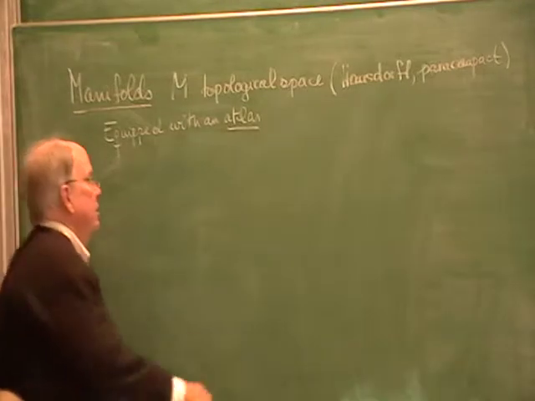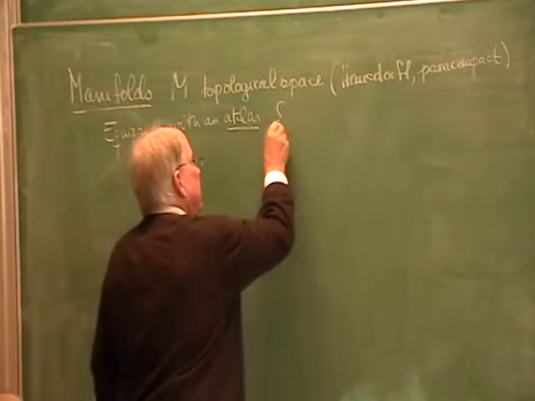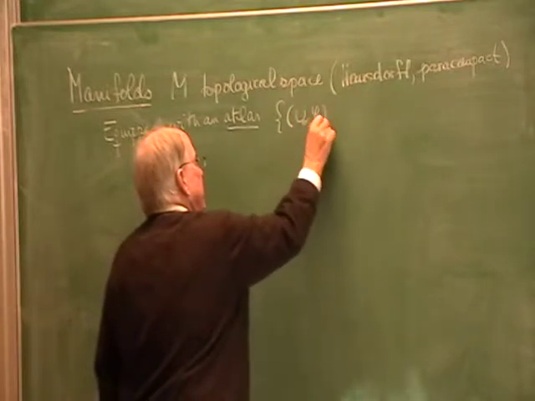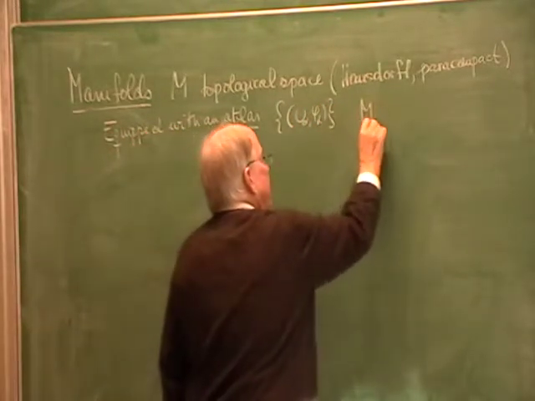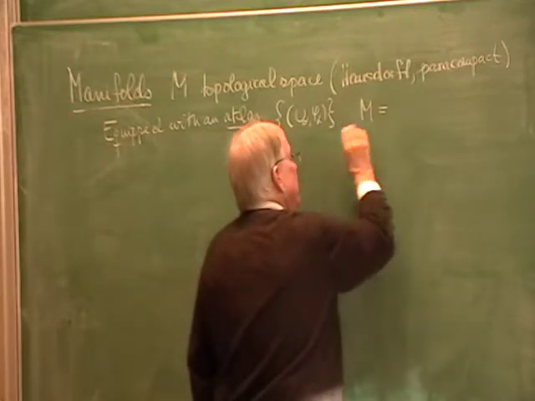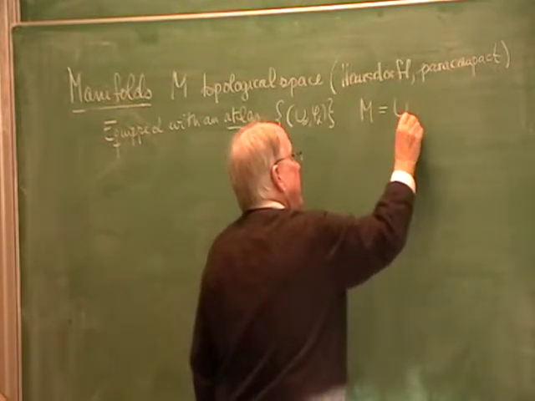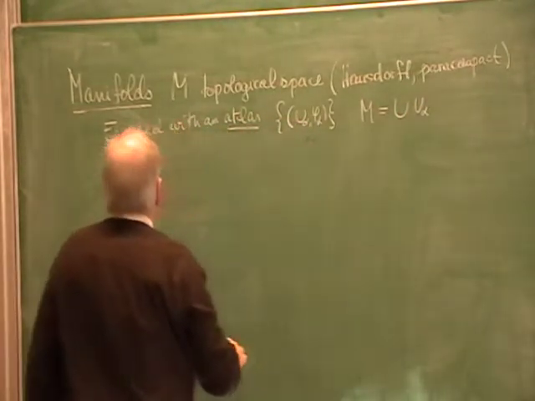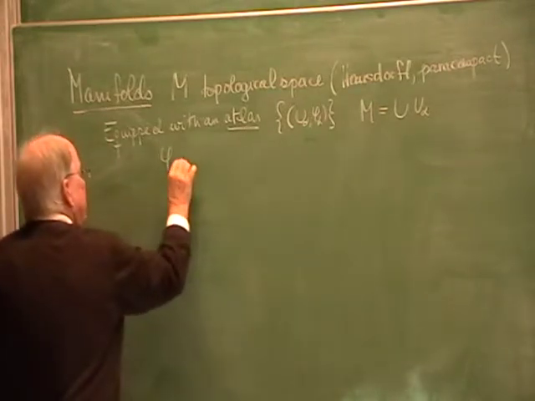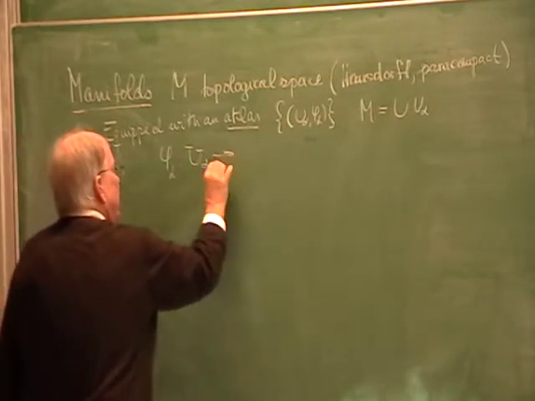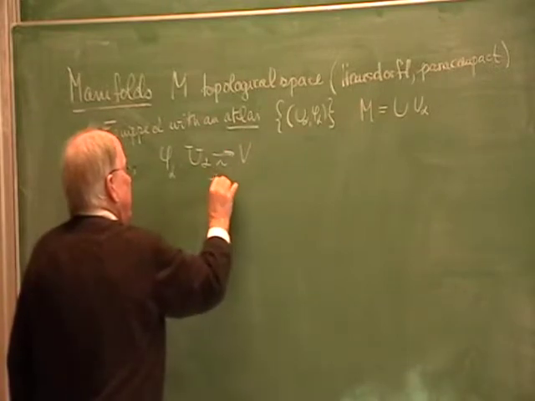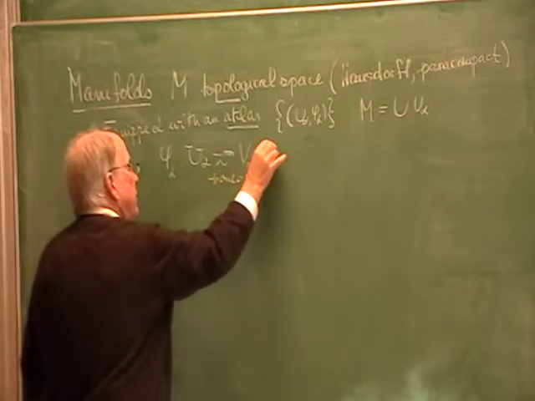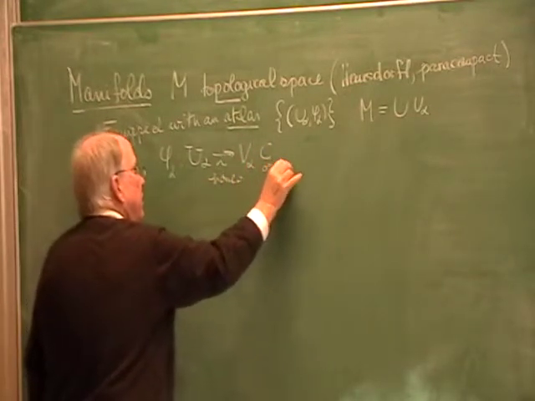And an atlas consists of a bunch of pairs, U alpha, Phi alpha, where U alphas are open sets in M, and M is a union of these U alphas. And Phi alpha gives you coordinates on U alpha. And at least at first, because I just said topological space, this is a homeomorphism to some open set in R^n.